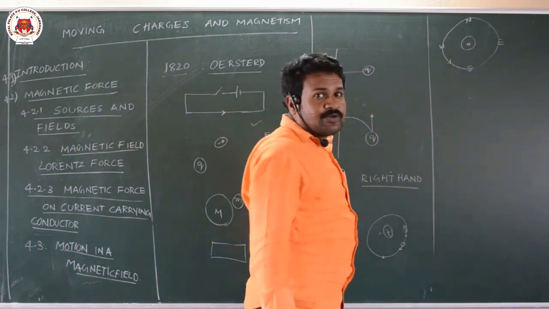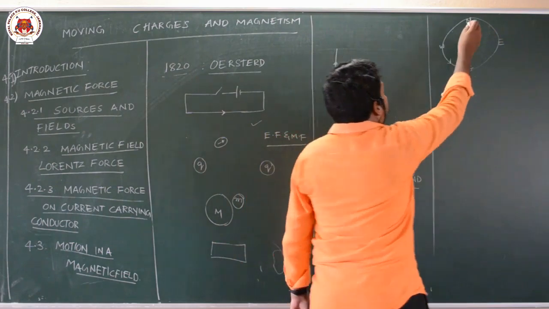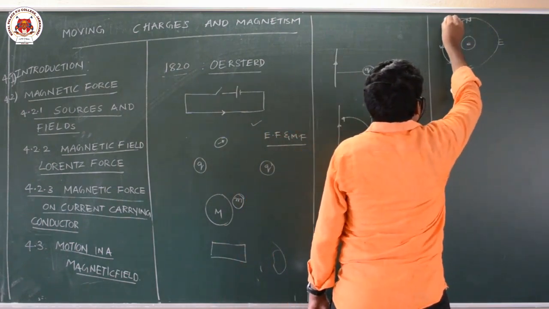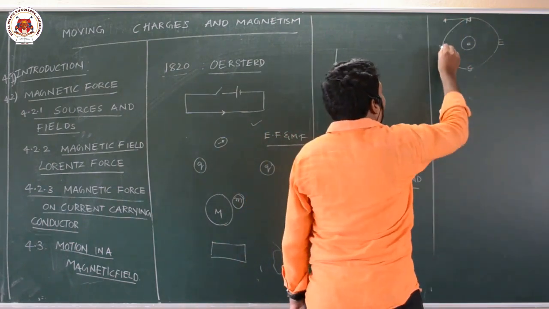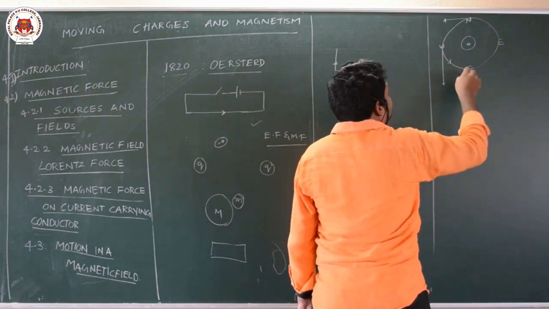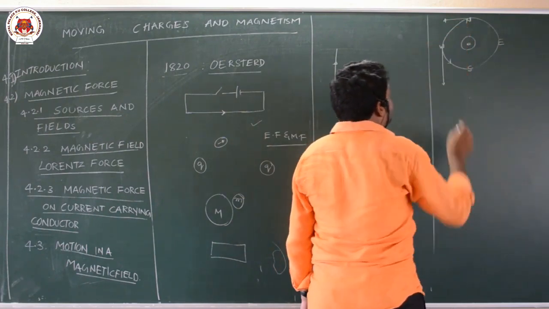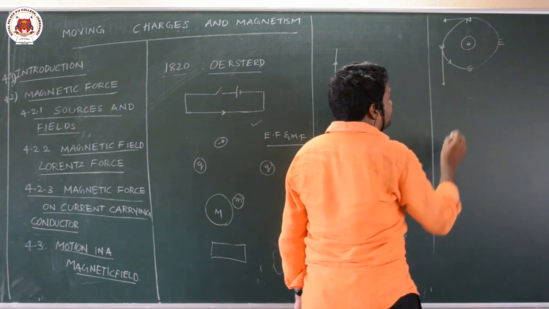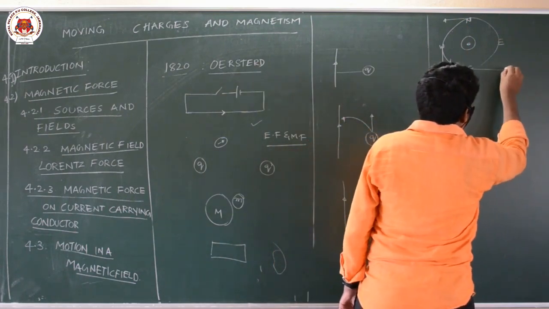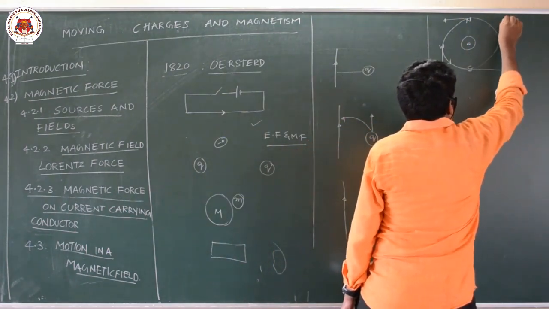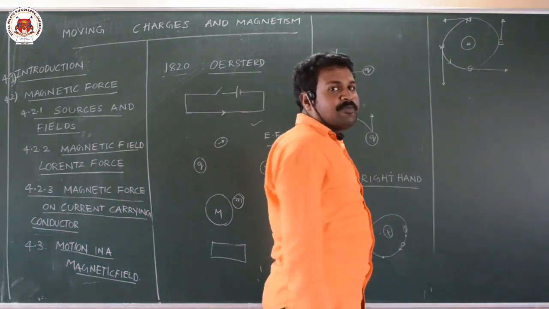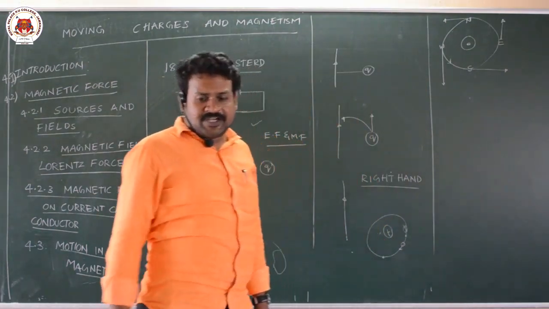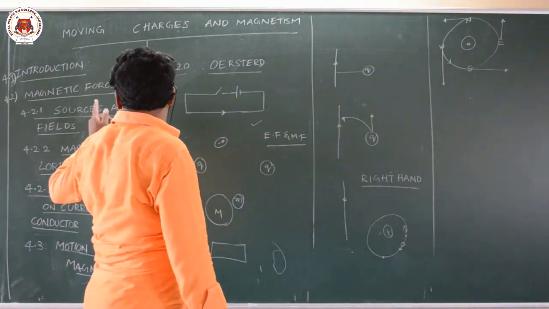If I want to calculate the direction of magnetic field towards north, it is in this direction. Direction of magnetic field towards west, it is in this direction. Towards north, it is pointing towards west. Towards west, it is pointing towards south. Towards south, it is pointing towards east. And at east, it is pointing towards north. This is the direction of magnetic field. So we have completed the introduction of this topic.